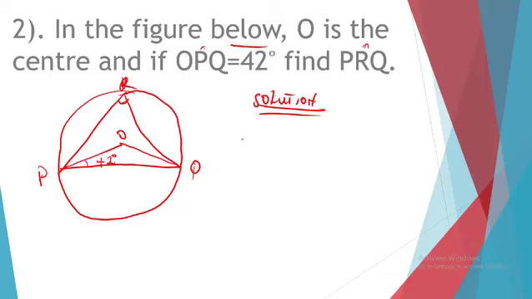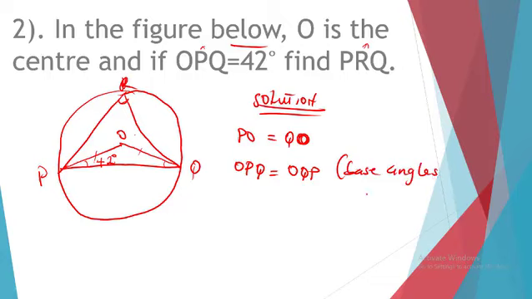Let me start by saying that line PO, that is this, and line QO are equal because they are the radii. This line and this line, they are equal. And then let me also tell us that OPQ is equal to OQP. The angle OPQ here is equal to the angle OQP, this angle here. And they are called base angles.